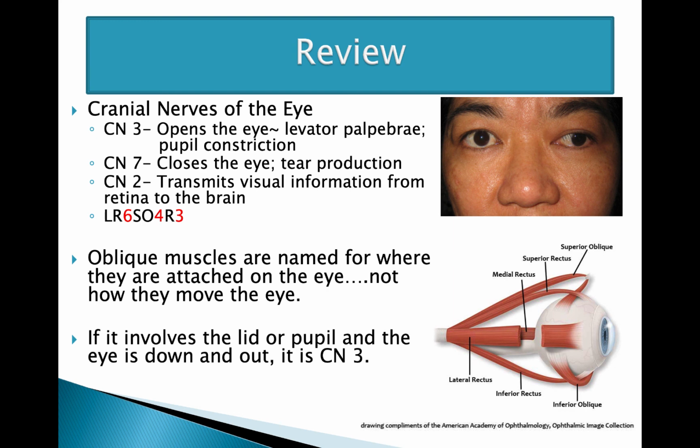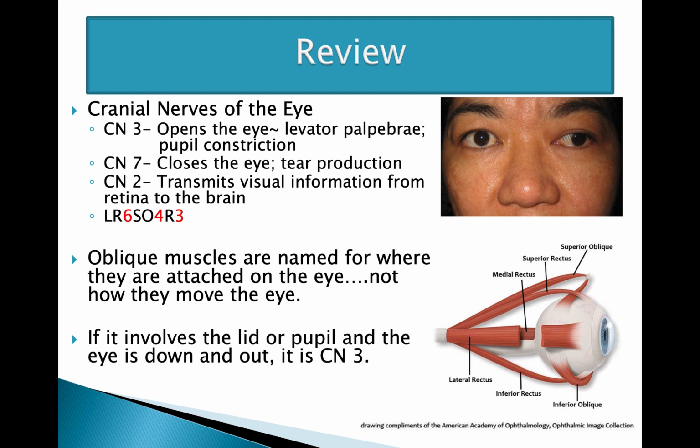Oblique muscles are named for where they attach on the eye and not how they move the eye, and that is what gets people kind of confused. The inferior oblique is attached at the lower portion of the eye, but yet pulls the eye superiorly. And the superior oblique does just the opposite. It moves the eye inferiorly.